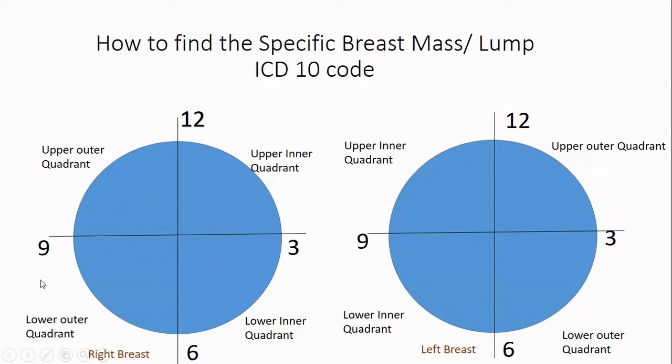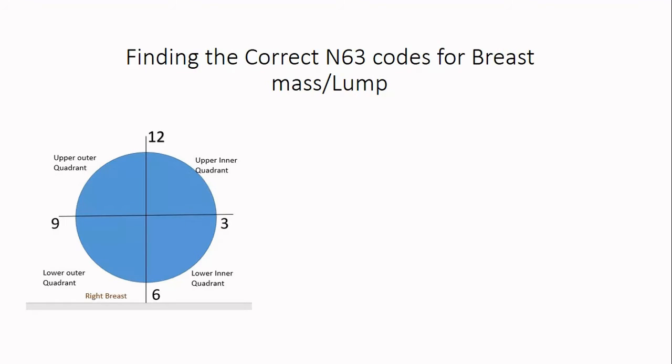Suppose, for example, if the breast mass position is at 1 o'clock position on the right breast, you can code the code for upper inner quadrant for right breast. And for the left breast, if you get a breast mass at 7 o'clock position, you can code the lower inner quadrant for left breast mass. Let us check a few examples for coding breast mass.